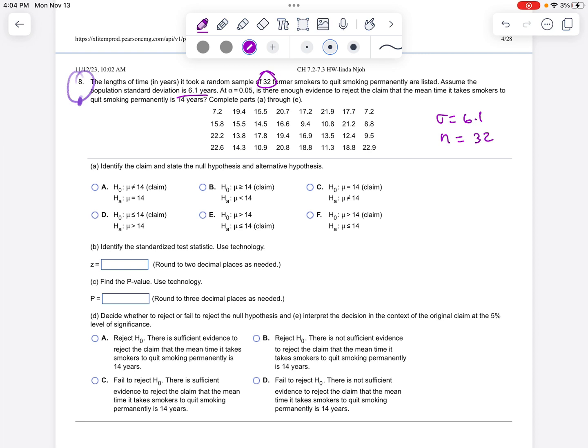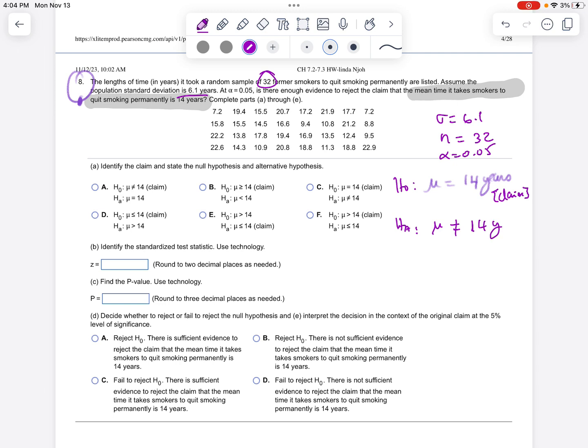6.1. They gave you n = 32. Alpha is 0.05. Is there enough evidence to reject the claim that, here goes your claim, the mean time it takes smokers to quit permanently is 14? Mean time is what? 14 years. What do you guys hear in the claim? You should say the null. Is. That's your claim. So the alternative is mu different than 14 years.